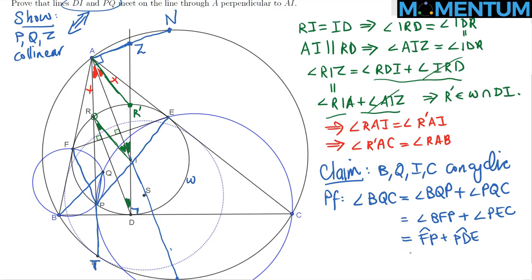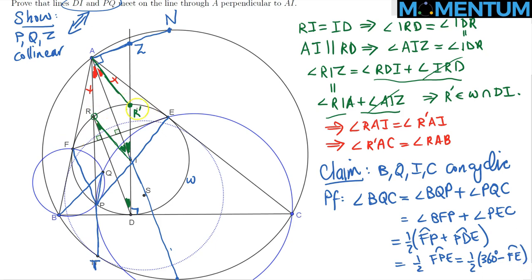So BQC is actually half of those arcs, right? Because it's an angle on the circle, not a central angle. Sorry for that. So that's equal to 1/2 of arc FPE, and if you measure arc FPE, which is quite straightforward, we can write it as 1/2 times 360 degrees minus arc FE.